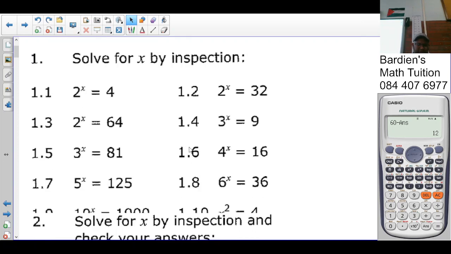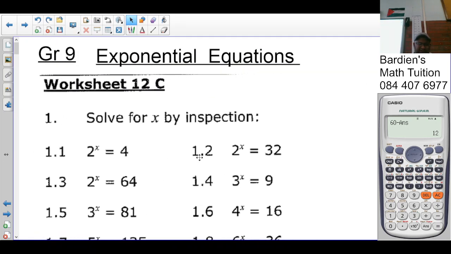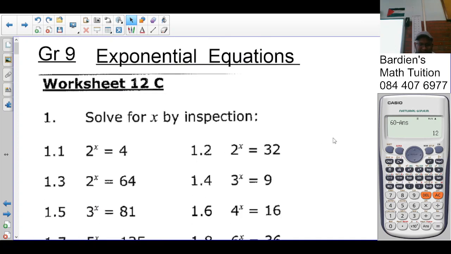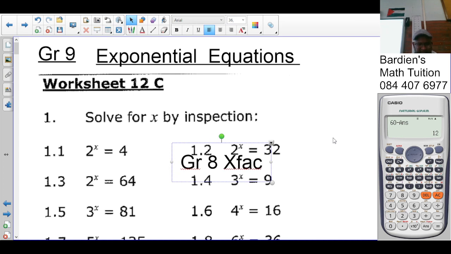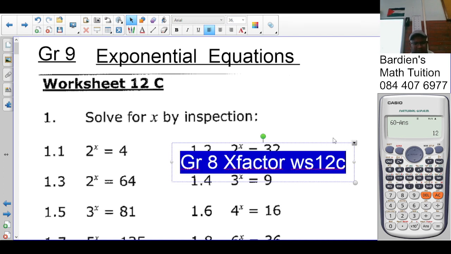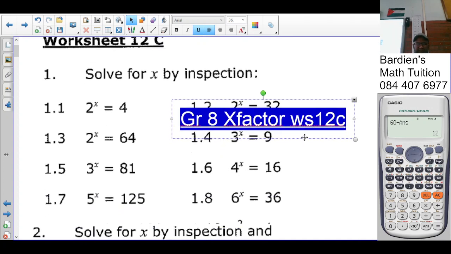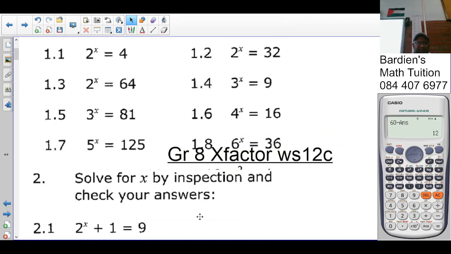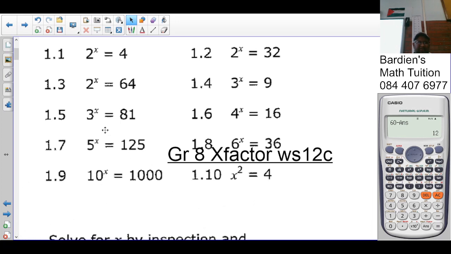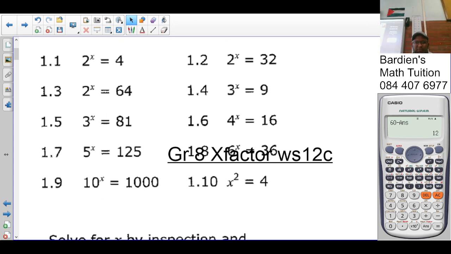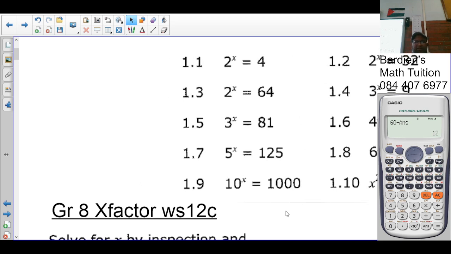Solve for x by inspection. Alright, let's look here. This is from a grade 8 textbook, Grade 8, X Factor. This is worksheet 12C. So the question says, we're going to do all the odd numbers together, and then the even numbers, of course, are going to be homework.